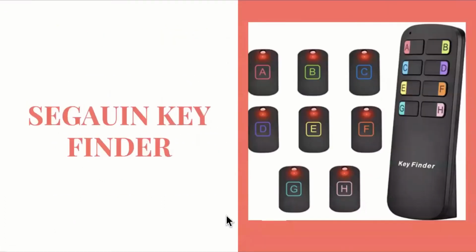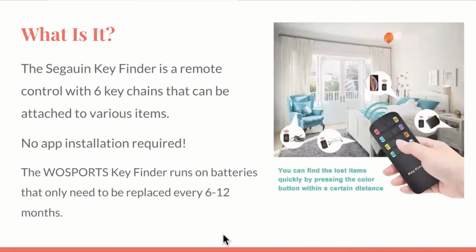Now, there are some other off-brand options that you can purchase from Amazon. They do have similar prices, but you can also look into these if you're interested. So firstly, this first option is a remote control with 6 keychains that can be attached to various items.